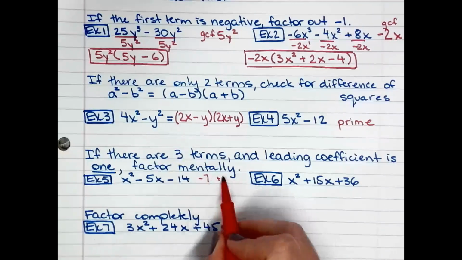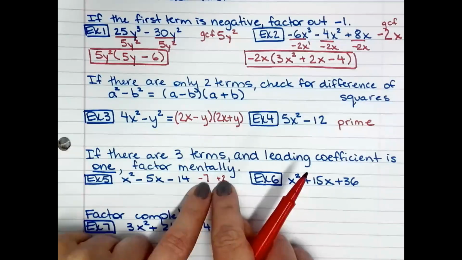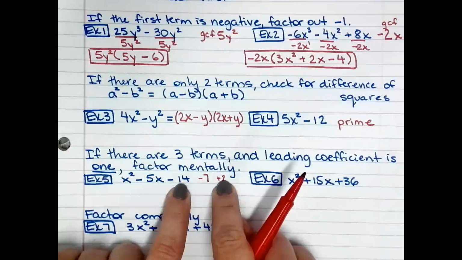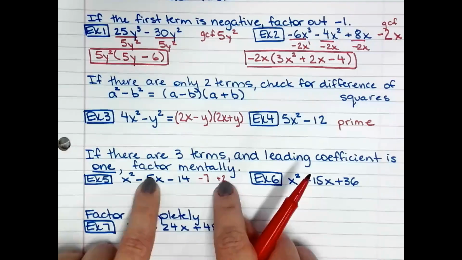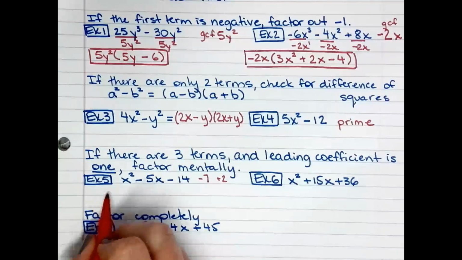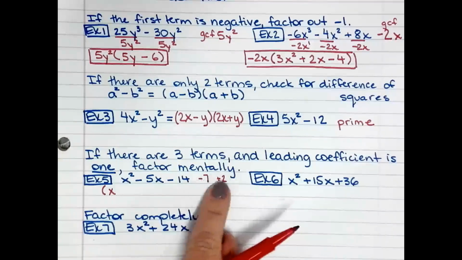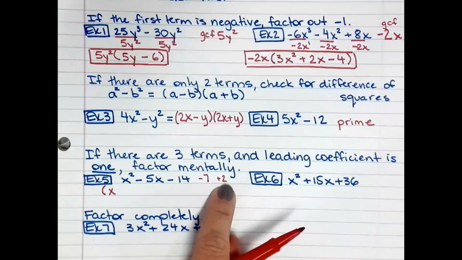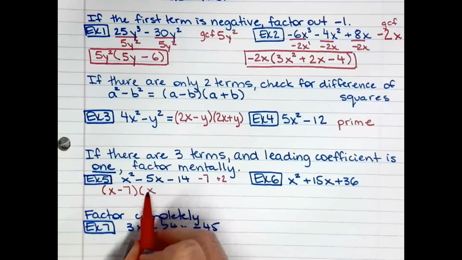So how about 7 and 2? Well, -7 times +2 gives me -14, and -7 plus 2 gives me -5. Now, if you don't know your times table, that might be a problem. So your numbers will be -7 and 2. How do you write the answer? x minus 7, x plus 2.